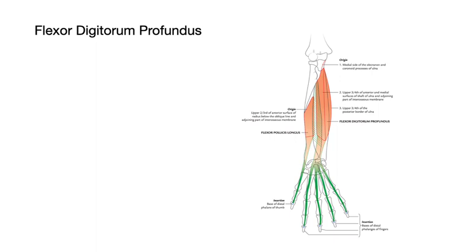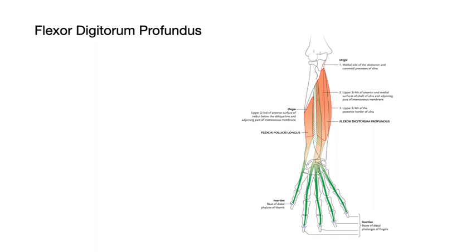Origin is from the anterior and medial surface of the shaft of the ulna and it goes over the interosseous membrane, if you can see here. And insertion is at the base of the distal phalanx of the medial 4 digits, which means it paves its pathway beneath the superficialis and goes ahead to the distal phalanx. Both the muscles, the digitorum profundus and superficialis, pass deep to the flexor retinaculum.